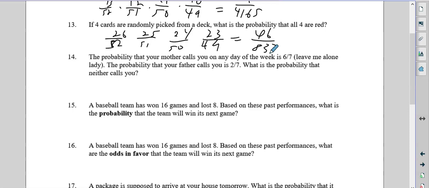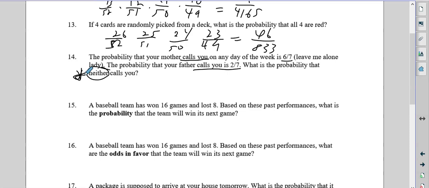Okay, number 14 is one where you have to pay attention to the instructions in the problem. It says the probability your mother calls you is 6/7. Father calling you is 2/7. What's the probability that neither calls you? If you do this problem right off the bat, 6/7 times 2/7, you will be wrong.